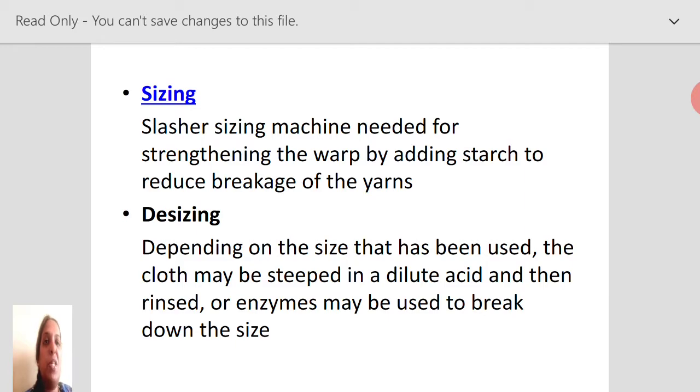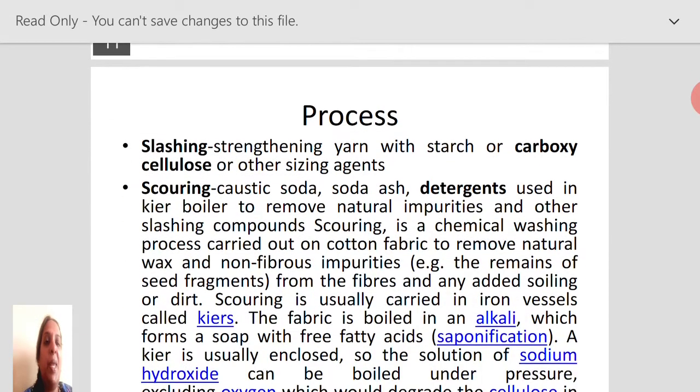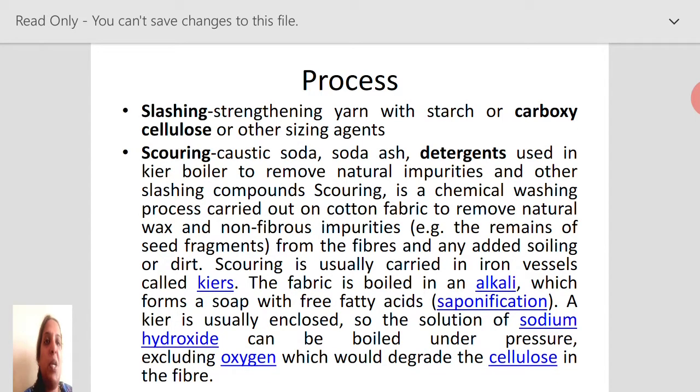And this is the other unit that is there in the textile industry, as we saw in the manufacturing process, that is sizing. So in the case of sizing, the cloth will be strengthened by adding starch, so that it will reduce the breakage of the yarn, so that we will get a continuous fiber. And desizing is the operation where, depending upon the cloth size, the cloth will be subjected to dilute acid, as well as rinsed with other enzymes, so as to break down the required size. And the next important process is your slashing process, where the yarn will be strengthened with the help of starch or carboxylic cellulose or other sizing agents.